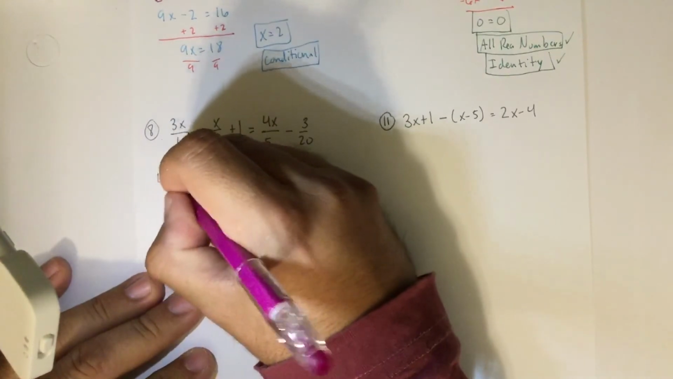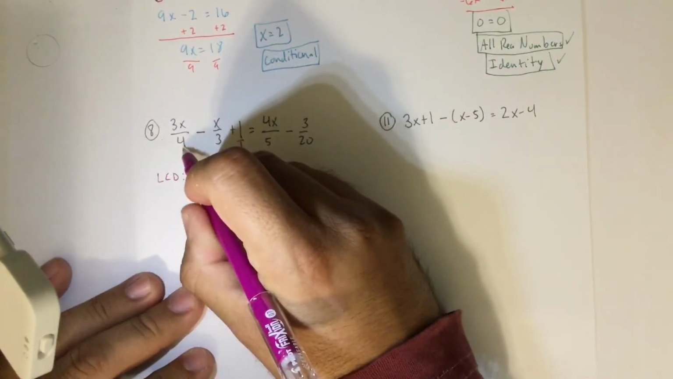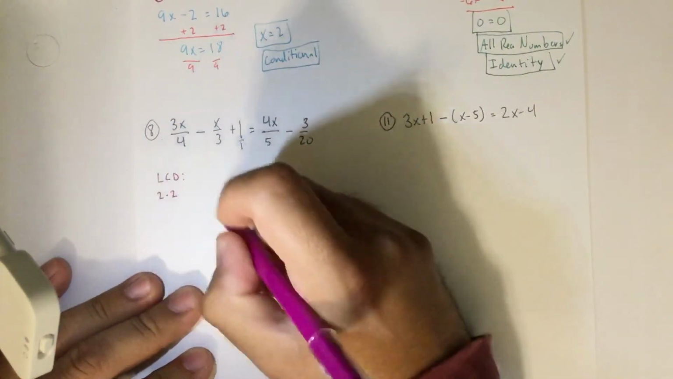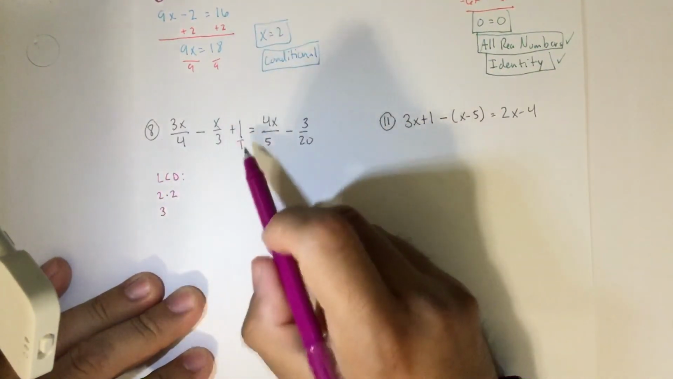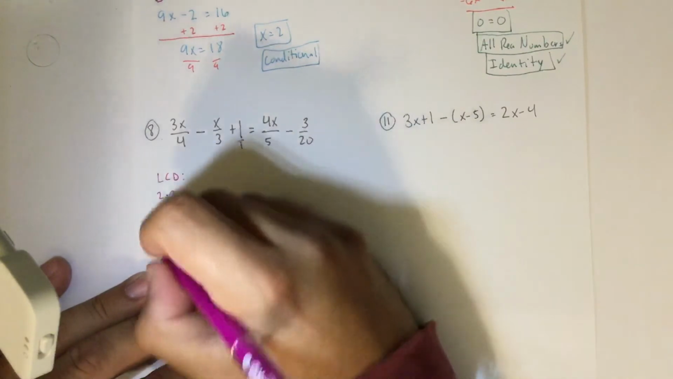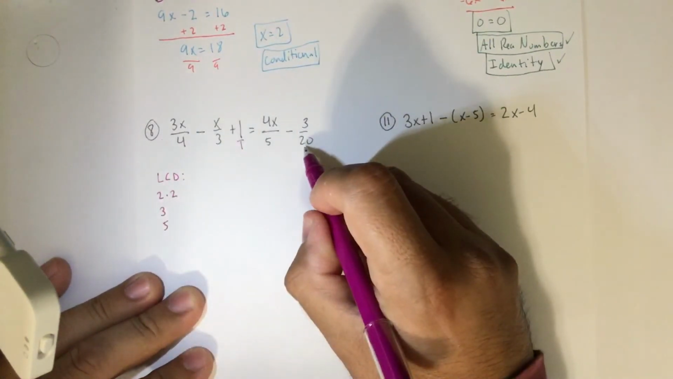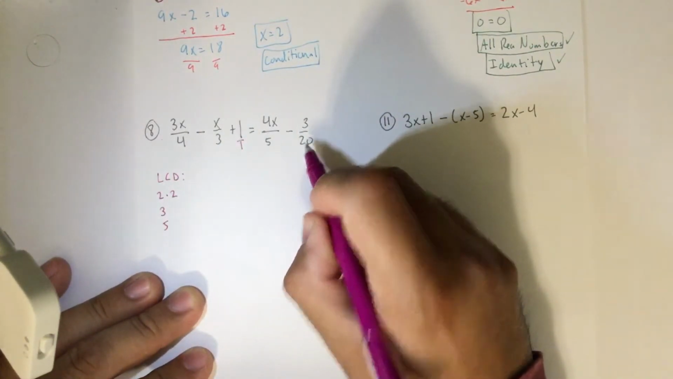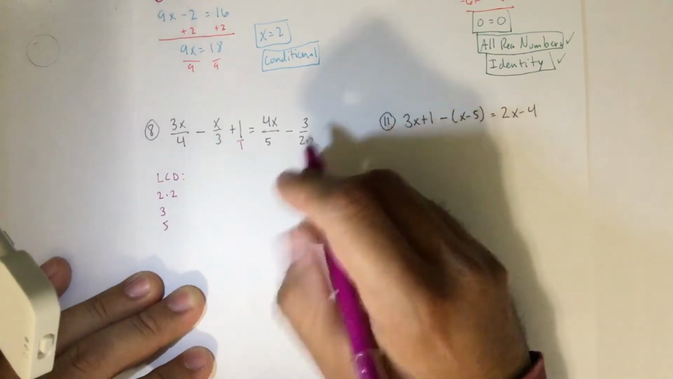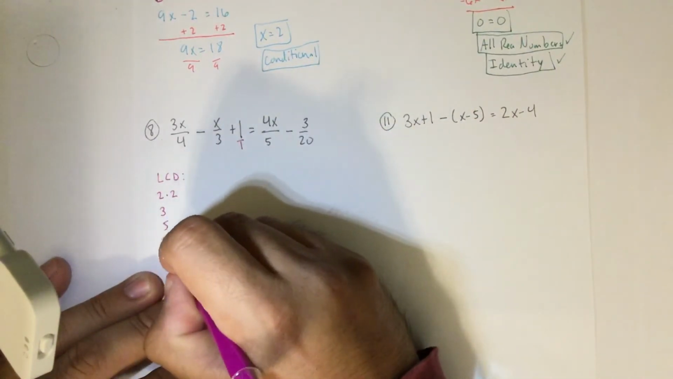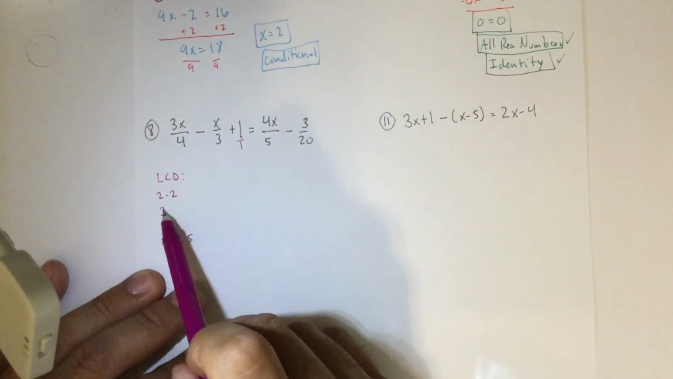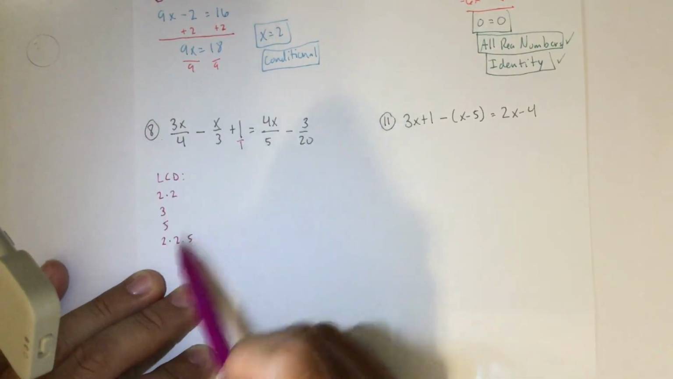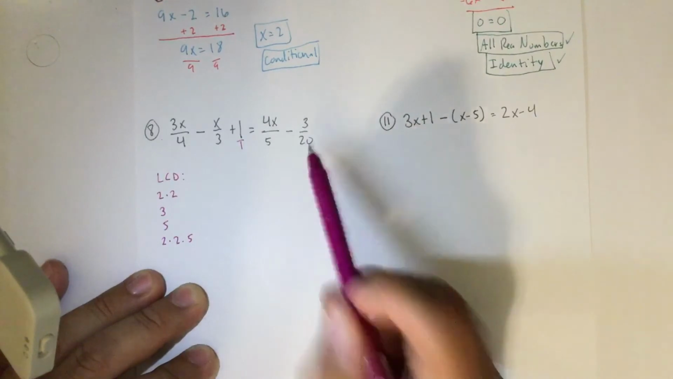So for my LCD, the first fraction has 4, which can be broken down to 2 times 2. The second fraction just has a 3, and that's already a prime number. We don't have to worry about 1. 5 is also a prime number. 20 can be broken down to 4 times 5, and 4 times 5 can be broken down to 2 times 2 times 5. Okay, and you can verify it. 2 times 2 is 4. This is a 3. We don't need the 1. 5. 2 times 2 is 4. 4 times 5 is 20.